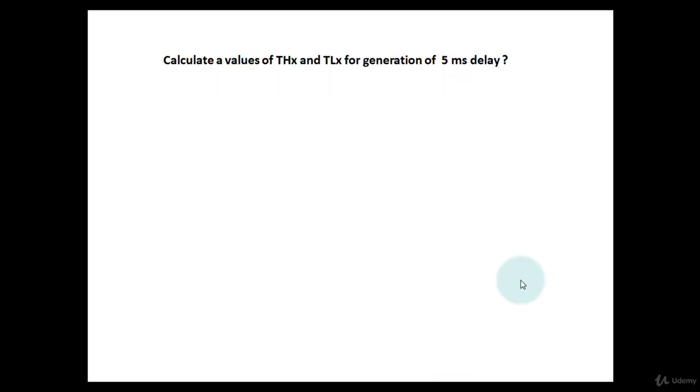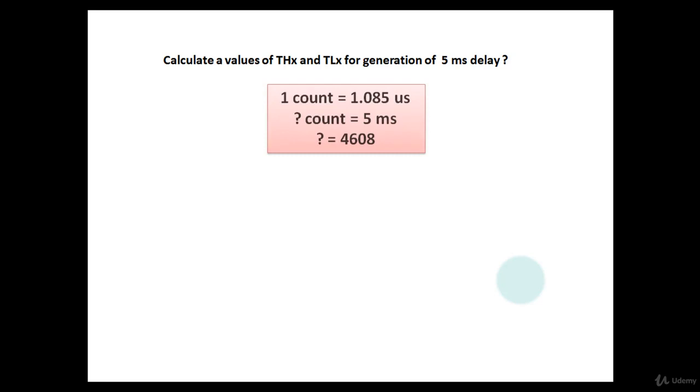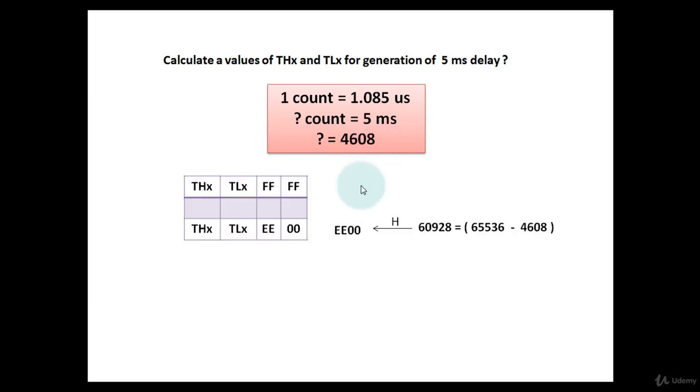Let's consider an example where I want to generate a 5 millisecond delay. Now the question is, what should be the value in TH and TL register to generate a 5 millisecond delay? As we know that one count is nothing but 1.085 microsecond delay. So how many counts will produce a 5 millisecond delay? The answer is 4608 counts.